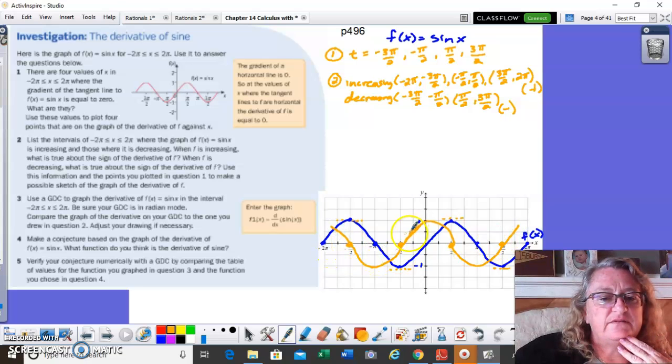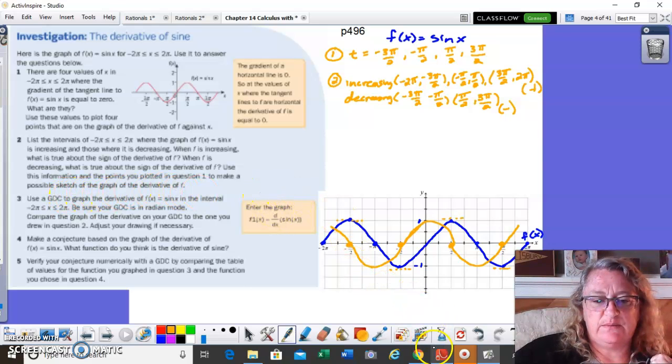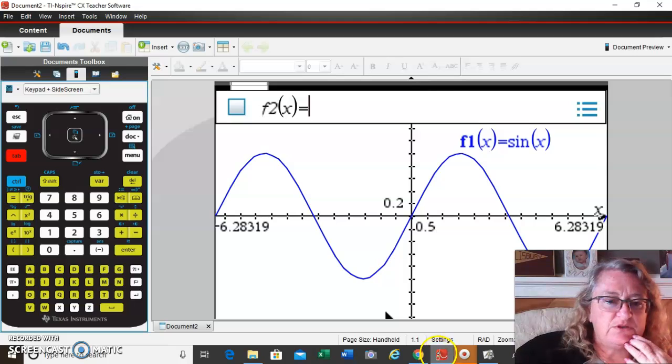And that's going to be above. So we made the possible sketch, right? Great. Now we want to use the calculator to graph the derivative of the sine of x. So that's what I'm going to do. So I'm going to go back here. I'm going to show you real quick.